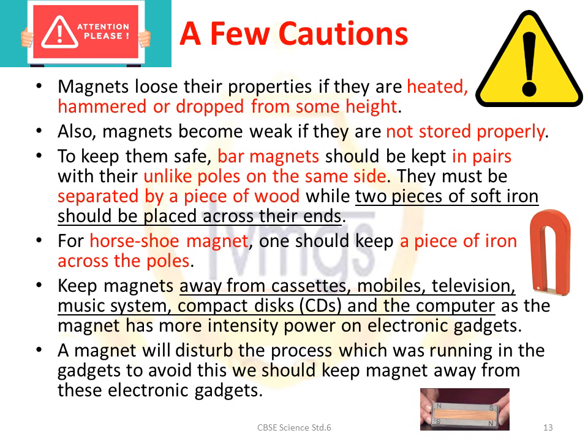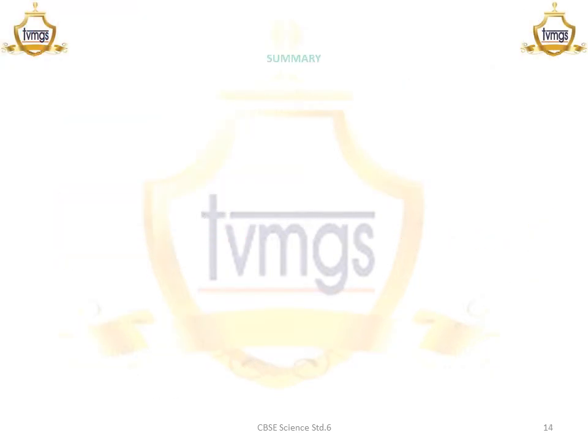Also, keep in mind that you should keep magnets away from cassettes, mobiles, telephones, music systems, compact discs, that is CDs, and computers, as magnets will disturb the process which was running in the gadgets, and to avoid this we should keep the magnets away from these electronic gadgets.